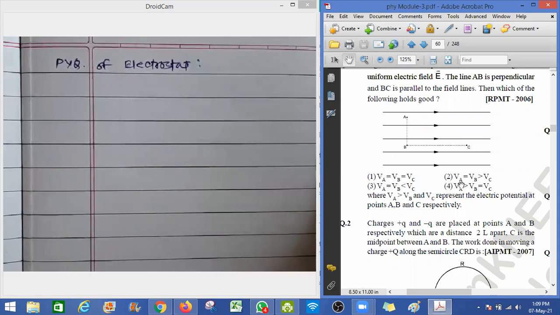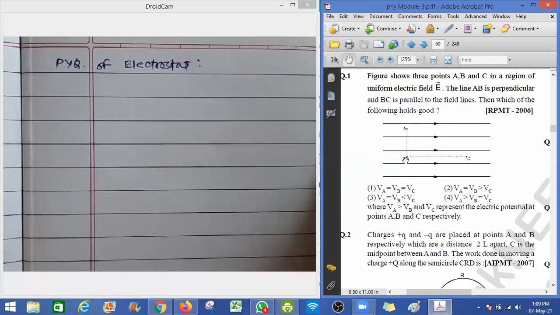Now let us discuss why potential at point A and potential at point B are equal. Because always remember that we know the concept of equipotential surfaces. And we know equipotential surfaces are the surfaces which are perpendicular to the electric field lines. So these are the electric field lines going from left to right, and perpendicular to that this line AB is there.